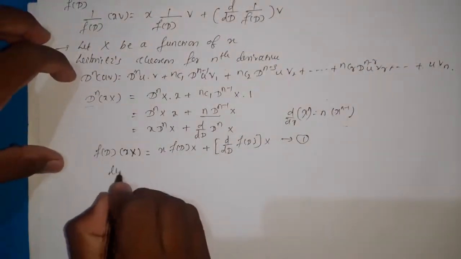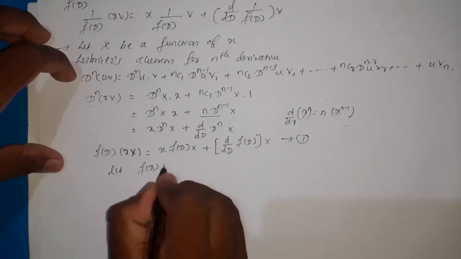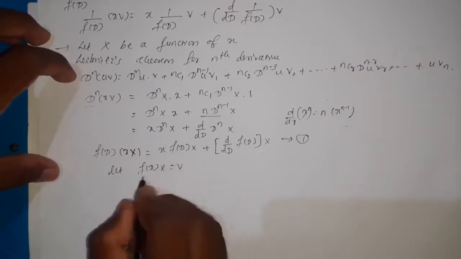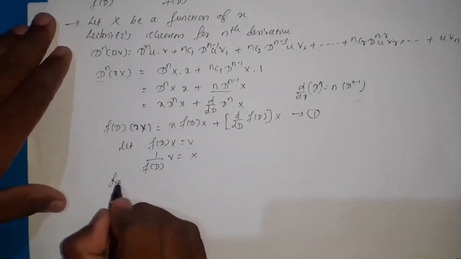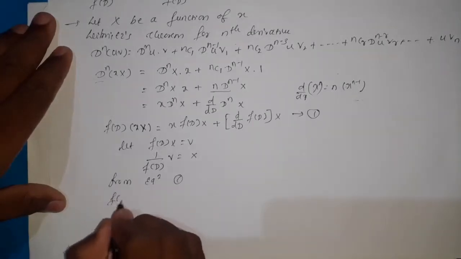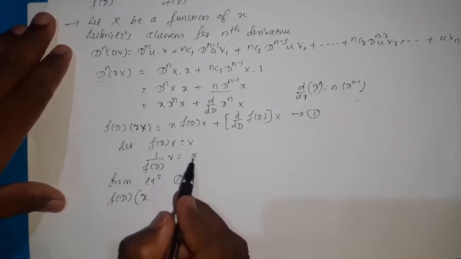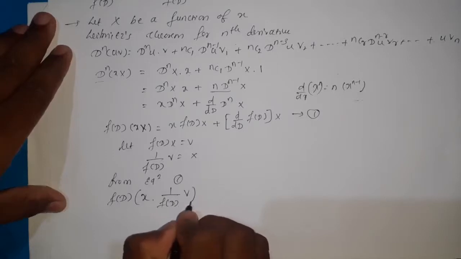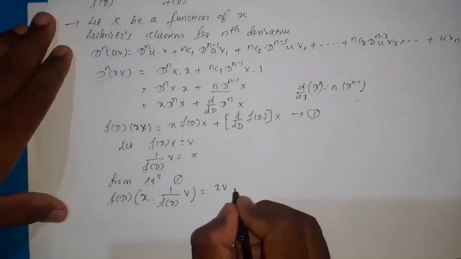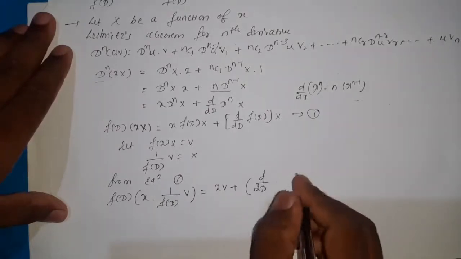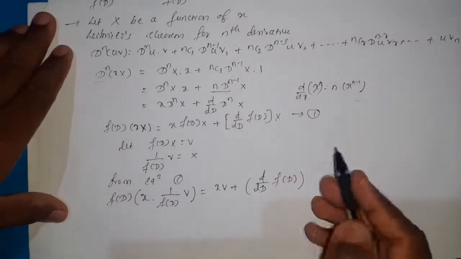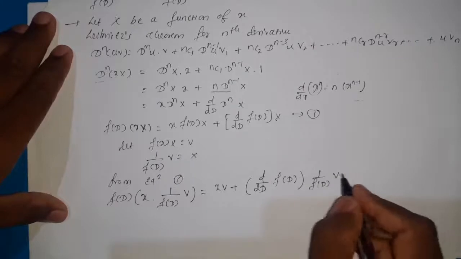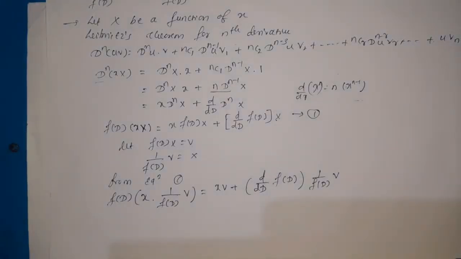And now let f of D into capital X equal V, or 1 by f of D into V is equal to capital X. So from equation 1, f of D of x into capital X, where capital X is 1 by f of D into V, is equal to x into V plus d by dD of f of D into 1 by f of D into V. Here we have substituted X and V in the first equation.